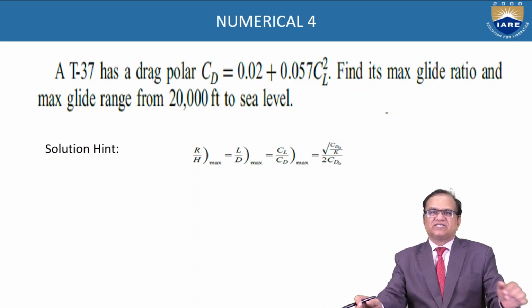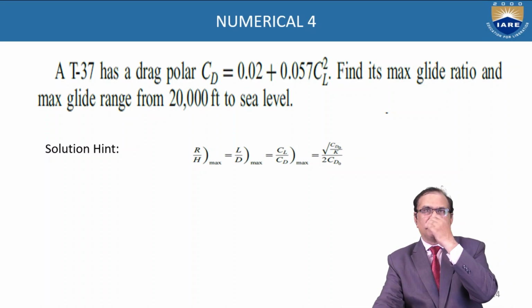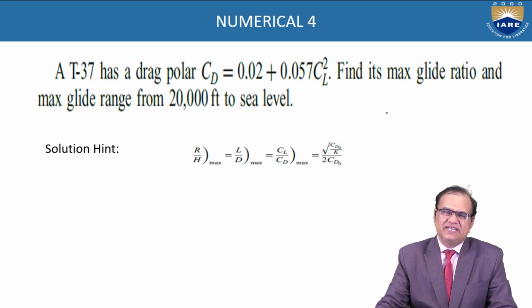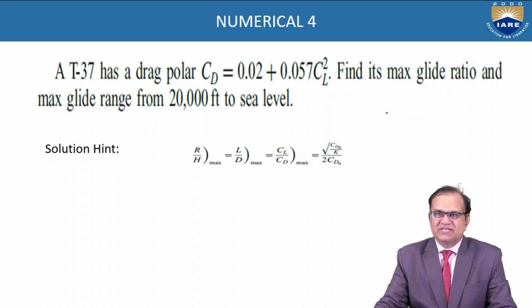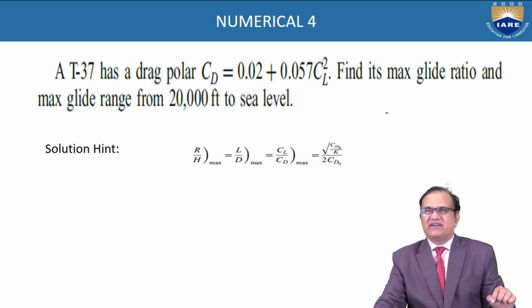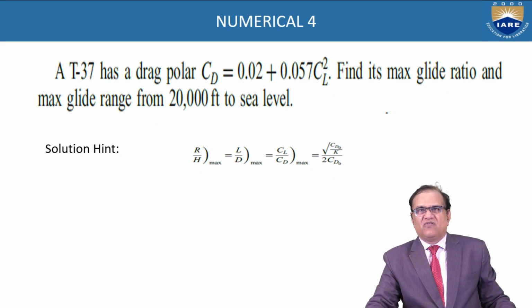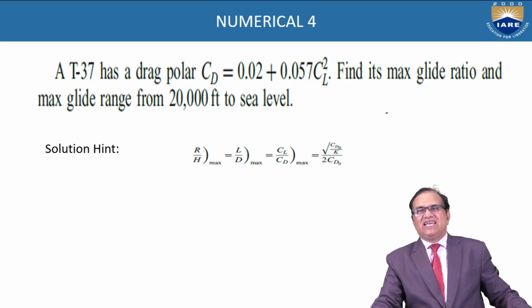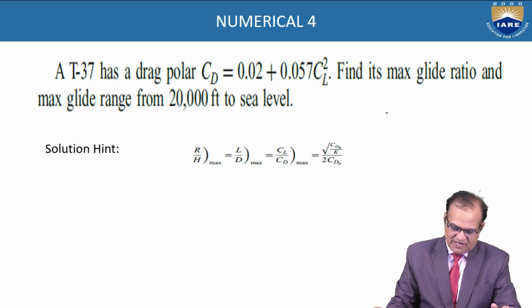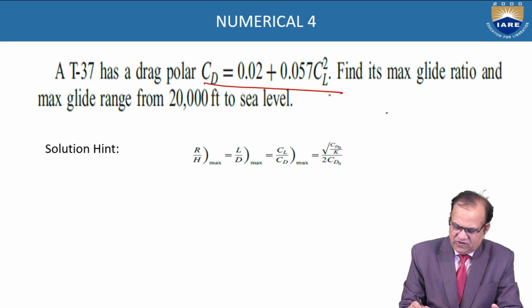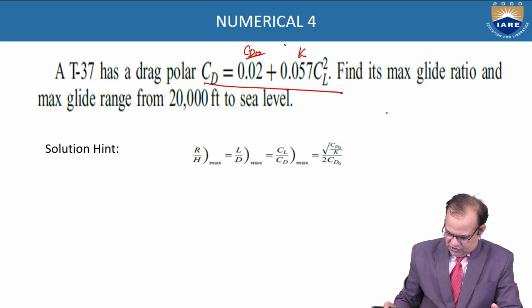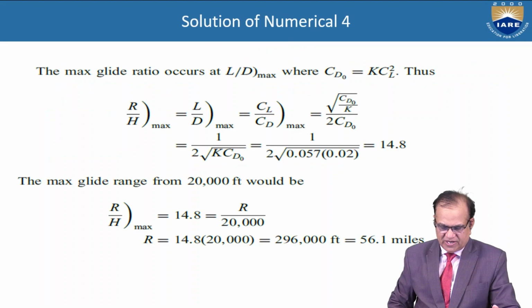So we will see the next problem, that is a T37 has a drag polar CD is equal to 0.02 plus 0.057 CL square. Find its maximum glide ratio and maximum glide range from 20,000 feet to sea level. So if you see by this equation, we can find out that this is the K and this is the CD naught.